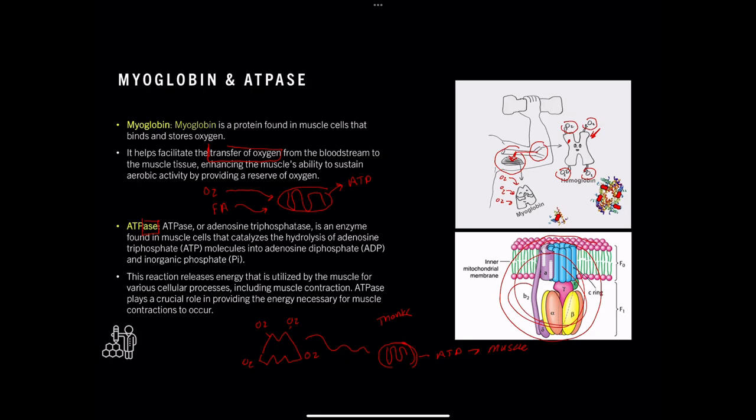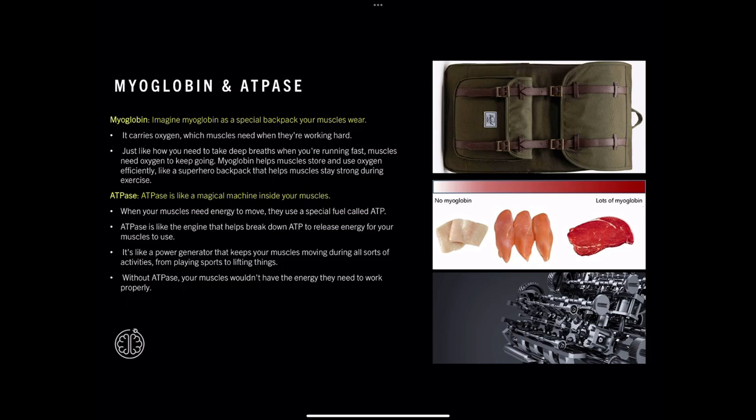Okay, so if I were to ask you on a test, what is the machine inside of the mitochondria that actually makes ATP, you would say, oh, that's ATPase. And we know that that's an enzyme. And if this doesn't make sense, I have this picture here for you, where I say myoglobin is just this backpack. And we fill that backpack with oxygen that is coming from the blood vessels and from the lungs. And then once that oxygen is filled inside of that backpack, it goes to the mitochondria. And it makes ATP.